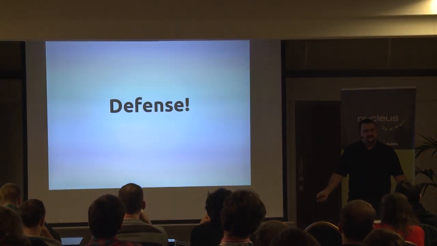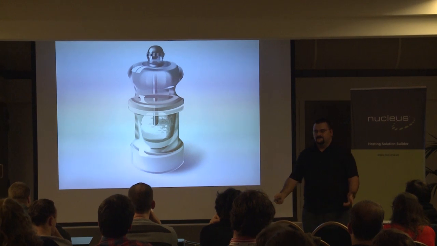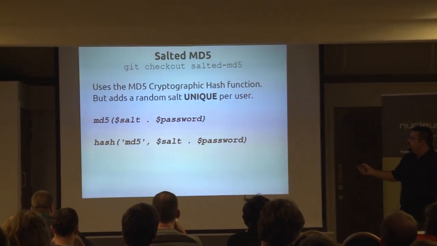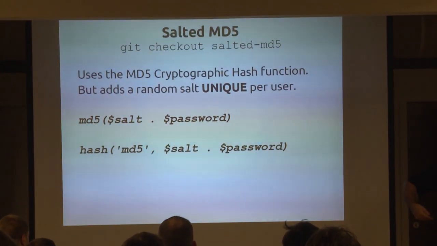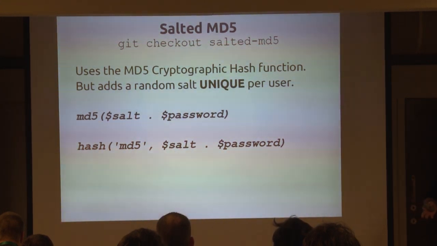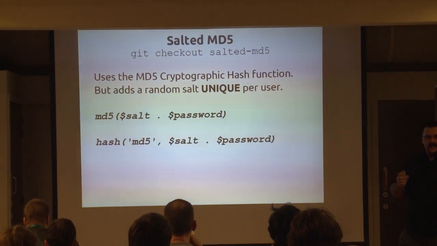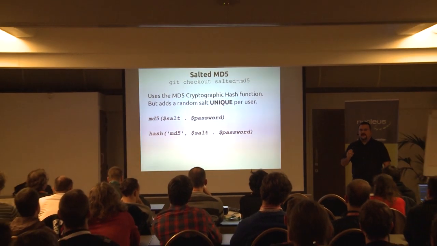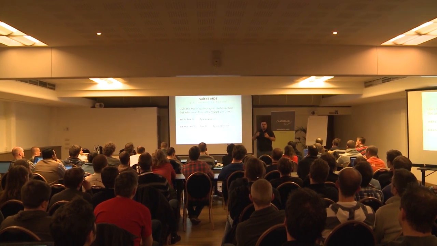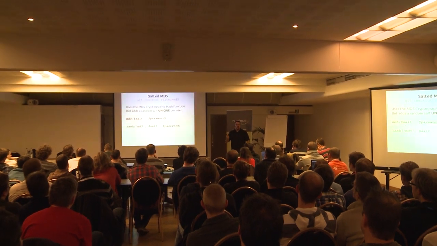So how do we defend against a rainbow table? Well, the most common method is add a dose of salt. So salted MD5, and this is just another branch in Git, uses the MD5 cryptographic hash function, but adds a unique salt per user. And that's very, very important, because what we want to do is make an attacker attack every single password individually. The second they can reuse an attack on more than one password, it makes their lives easier. We don't want to make their lives easier, we want to make it harder.